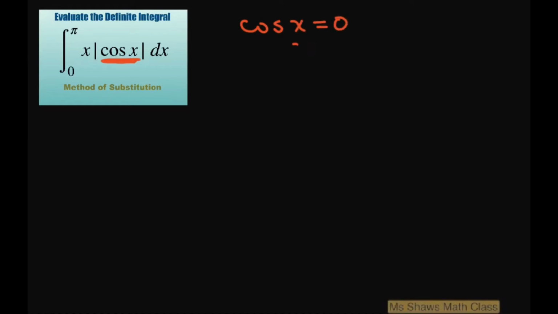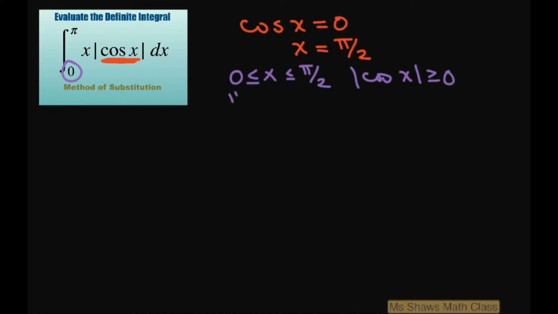And this would make x equal pi divided by 2. That's because we have to do the negative and the positive for cosine. So if we start at the lower limit, x between 0 and pi divided by 2, then the absolute value of cosine of x is going to be positive. And if pi divided by 2 is less than or equal to x, less than or equal to our upper limit pi, cosine of x is going to be negative.